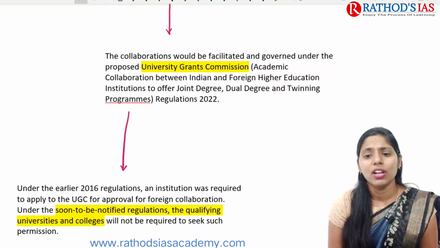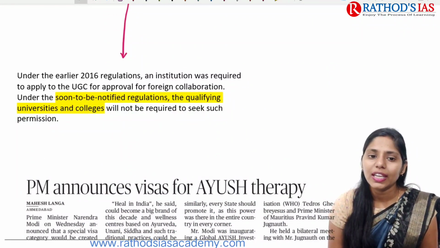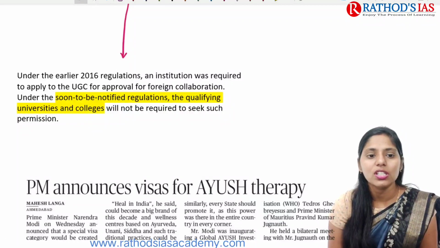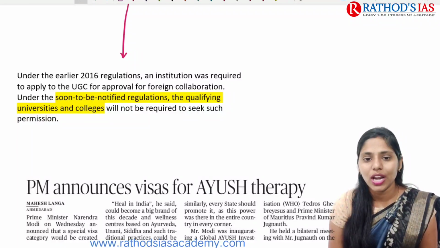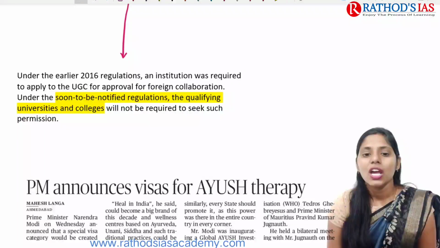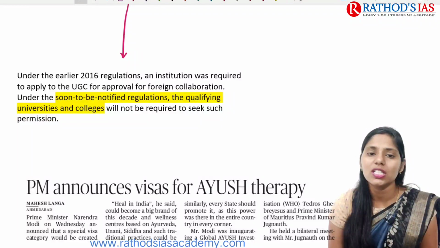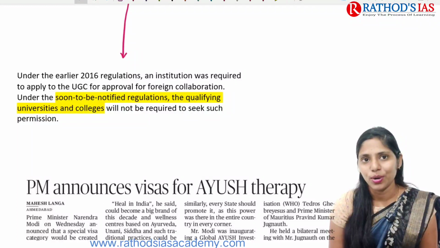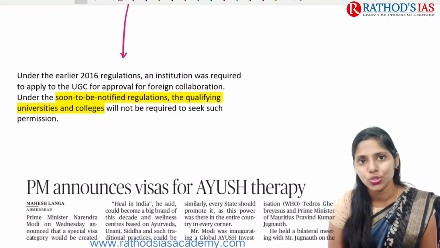It mainly comes under the University Grants Commission Regulations 2022. Earlier we had the 2016 regulations. In the 2016 regulation, an institution was required to apply to the UGC for approval for this foreign collaboration. Now in the 2022 regulations, qualifying universities and colleges will not be required to seek such permission. So in this way, there is an easing of the process, which is mainly seen from the UGC.